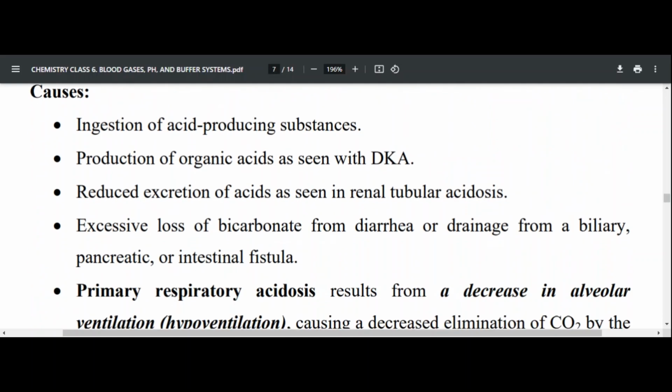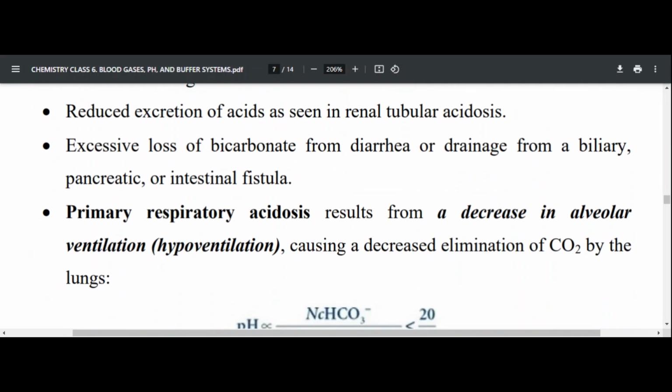So there are some causes of metabolic acidosis. They are all the causes. So then primary respiratory acidosis.